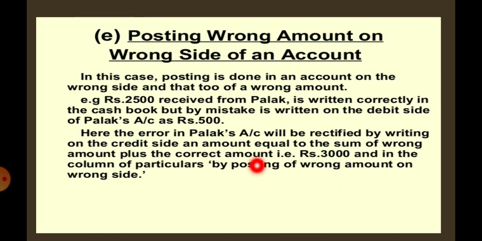Wrong amount posting and wrong side of account. In this case, posting is done in the account on the wrong side and that too with the wrong amount. So, rupees 2,500 received from Palak is written correctly in the cash book but by mistake is written on the debit side of Palak's account as 500. Here the error in Palak's account will be rectified by writing on the credit side an amount equal to the sum of the wrong amount plus the correct amount, that is 3,000, in the column of particulars "by posting wrong amount on the wrong side".